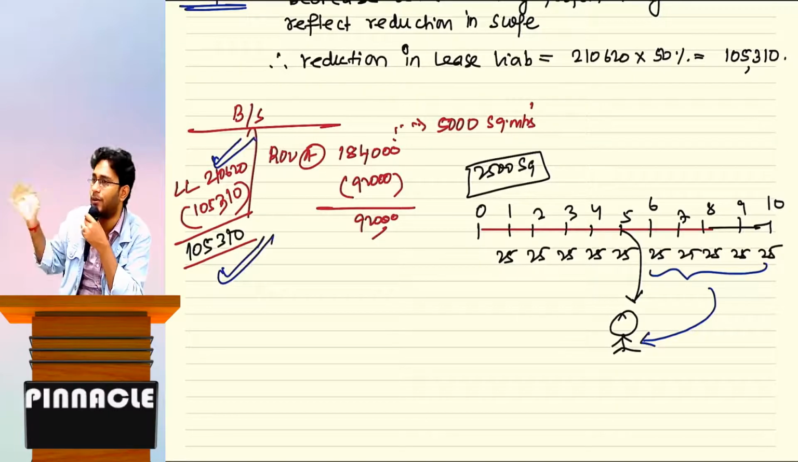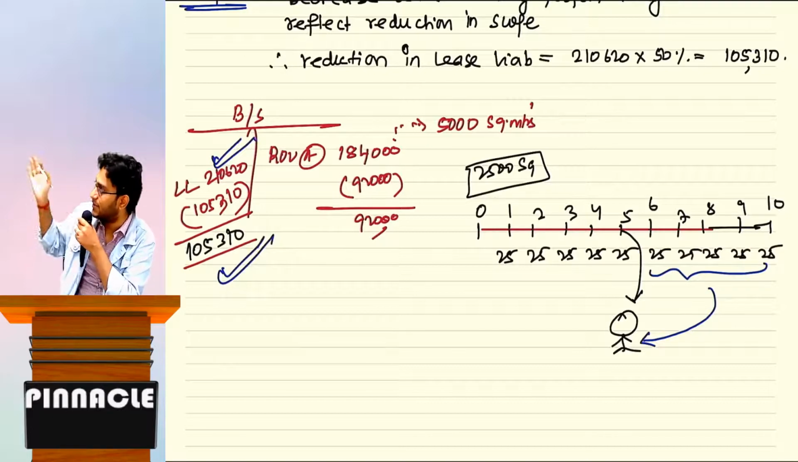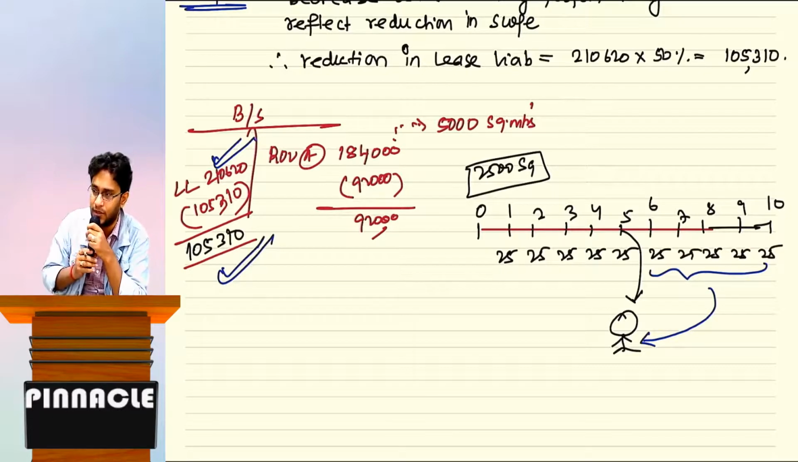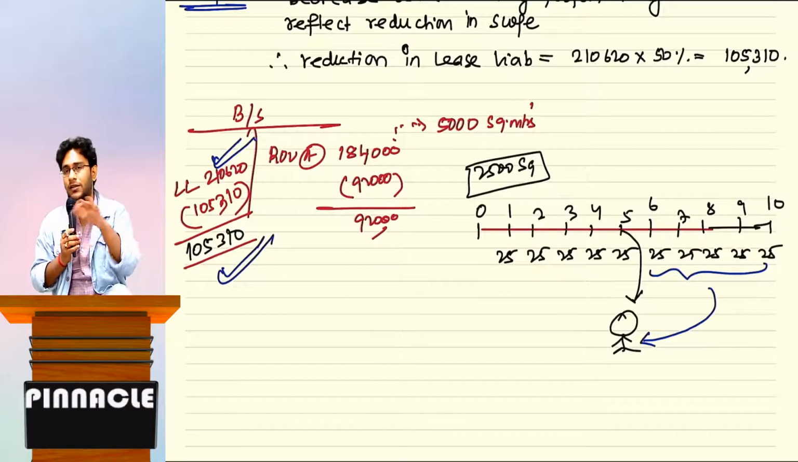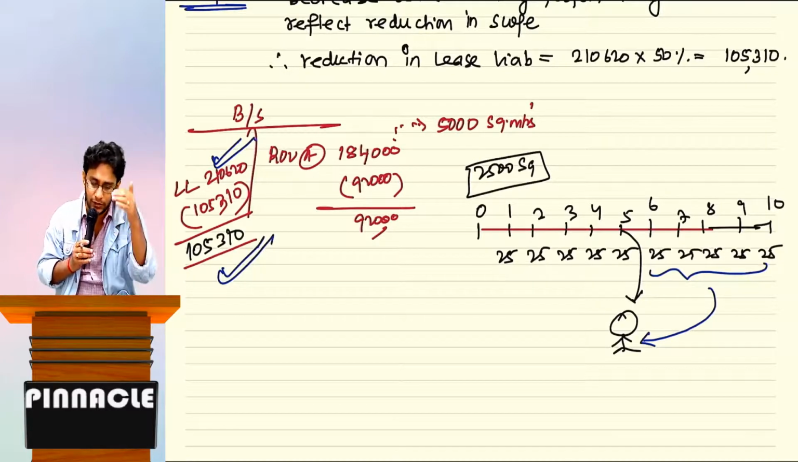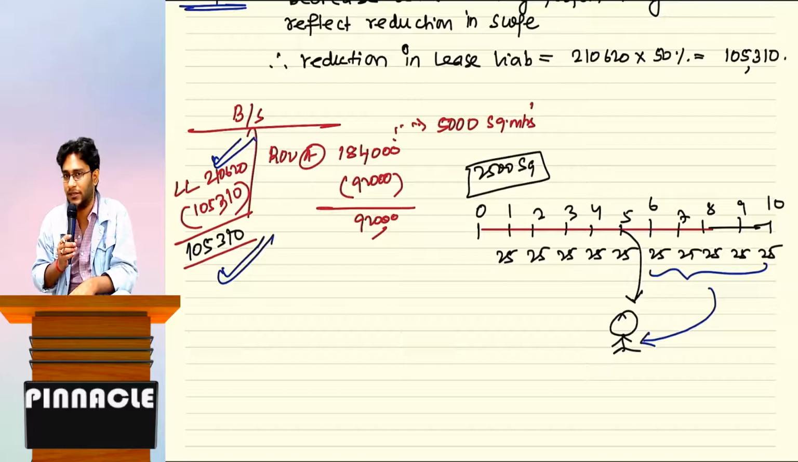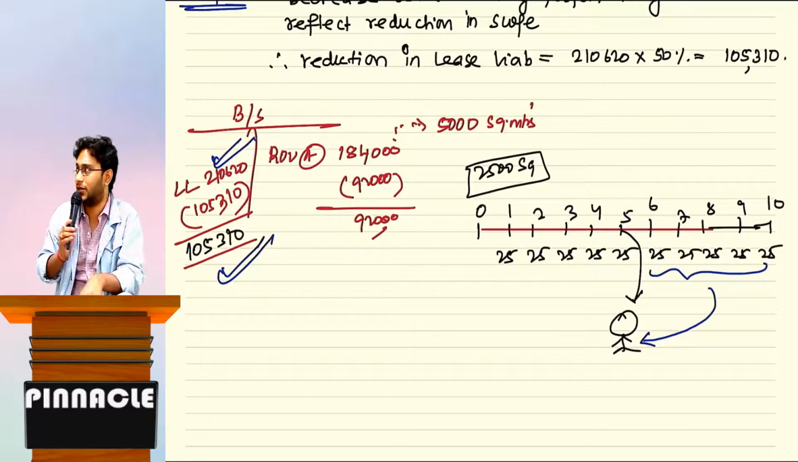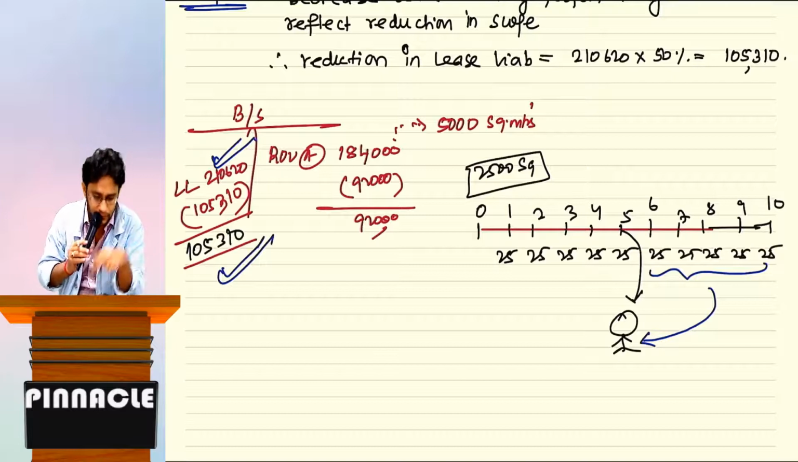So half I am removing. This is directly 50%. But the background thinking behind that is, had we done this originally, what carrying amount would have been there today? Reach there first. So from 210,620 reach to 105,310, and I have to remove 105,310. That is the background meaning.